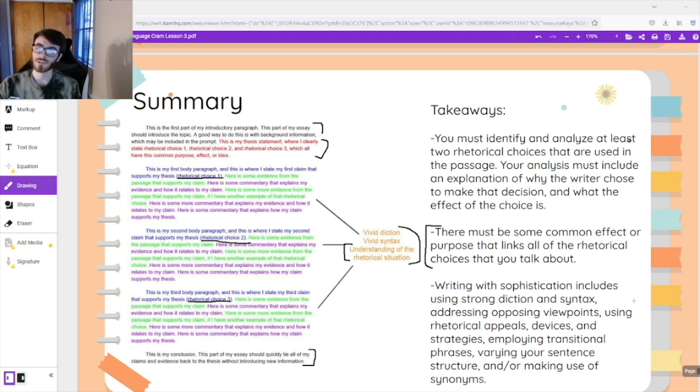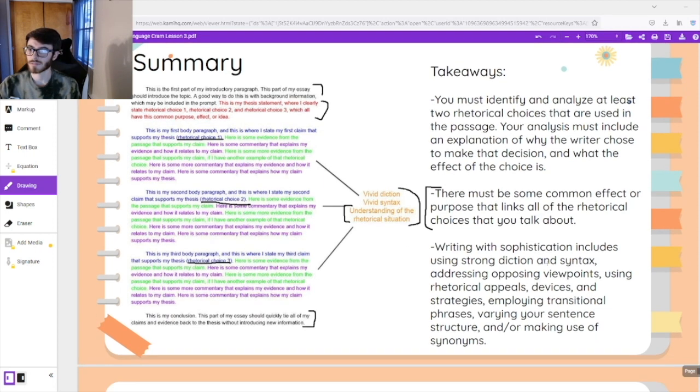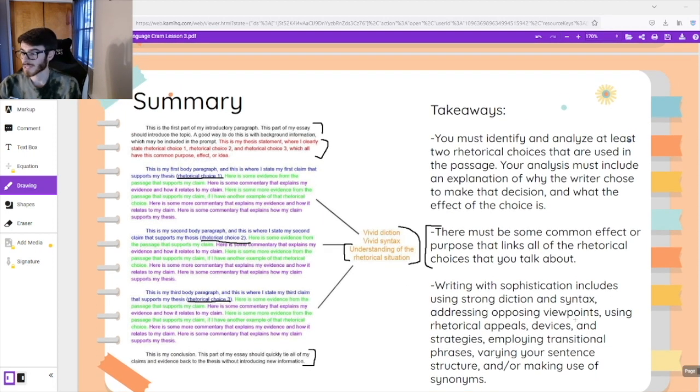And our final takeaway is about writing with sophistication. It includes using strong diction and syntax, addressing opposing viewpoints, using rhetorical appeals, rhetorical devices, and rhetorical strategies, employing transitional phrases, varying your sentence structure, using synonyms, and yeah, that's sophistication. It's a mix of these things. It's not that you're choosing one of these; you're using a mix of all of them.